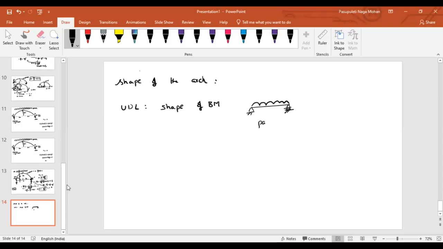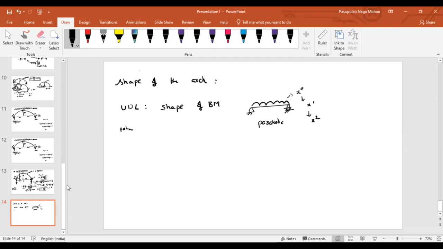Linear, sir. Parabolic, sir. What is the degree? Bending moment is force times x to the power 1, and so bending moment is x to the power 2. Yes, it is parabolic.